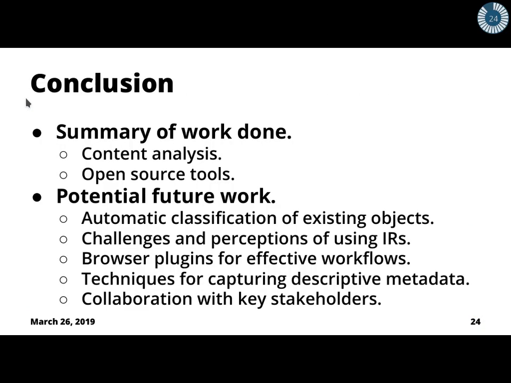So in conclusion, really, we just did a content analysis and we suggested a broad range of tools that can help increase the online visibility of research output. Going forward, we think that some of those problems to do with metadata, for instance, we can use machine learning techniques to automatically classify those objects, right? So we don't need people to manually retag the 4,000, 5,000 documents. We can automatically do that. It's a simple thing, right?